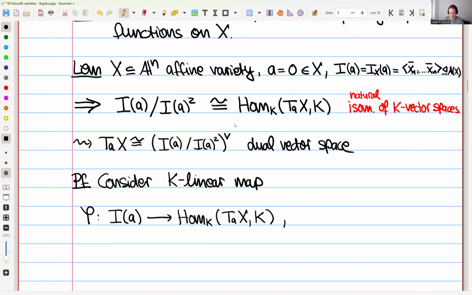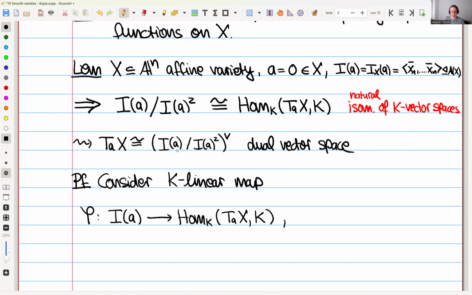And then since this is clearly a finite dimensional space, this is also a finite dimensional space. So we can take the dual space on both sides, and the double dual here is just isomorphic to T_A(X) itself. And this is then isomorphic to the dual of this quotient. So this is the first step in the direction that we like, because it describes T_A(X) as a certain vector space associated to functions on X, in this case, functions on X vanishing at the point A.